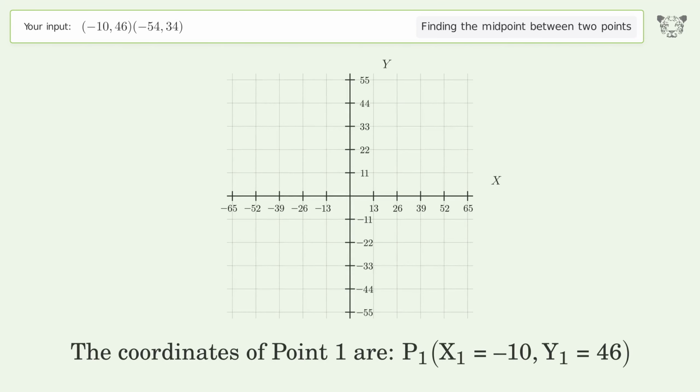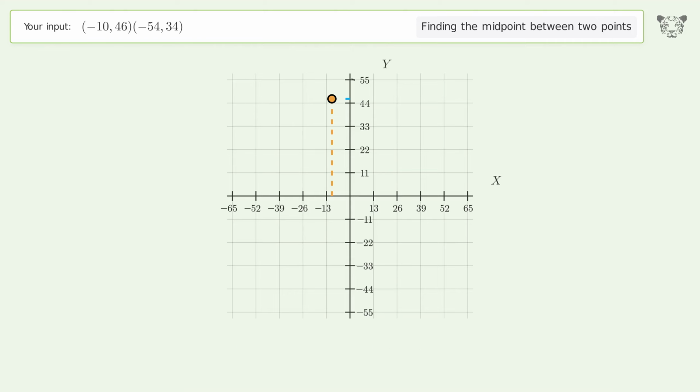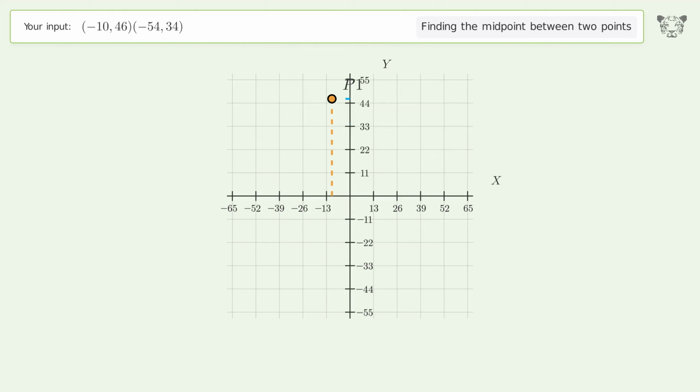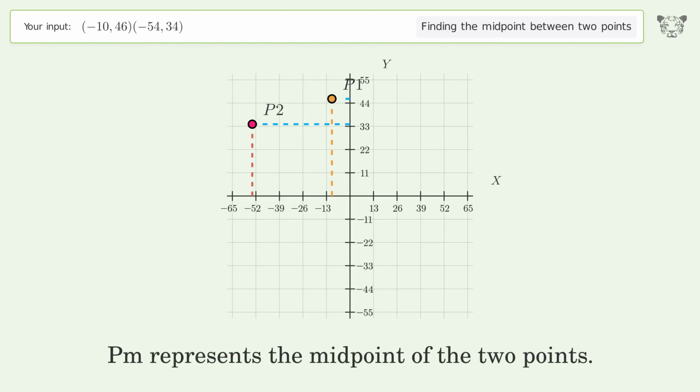The coordinates of point 1 are x1 equals -10, y1 equals 46. The coordinates of point 2 are x2 equals -54, y2 equals 34. PM represents the midpoint of the 2 points.